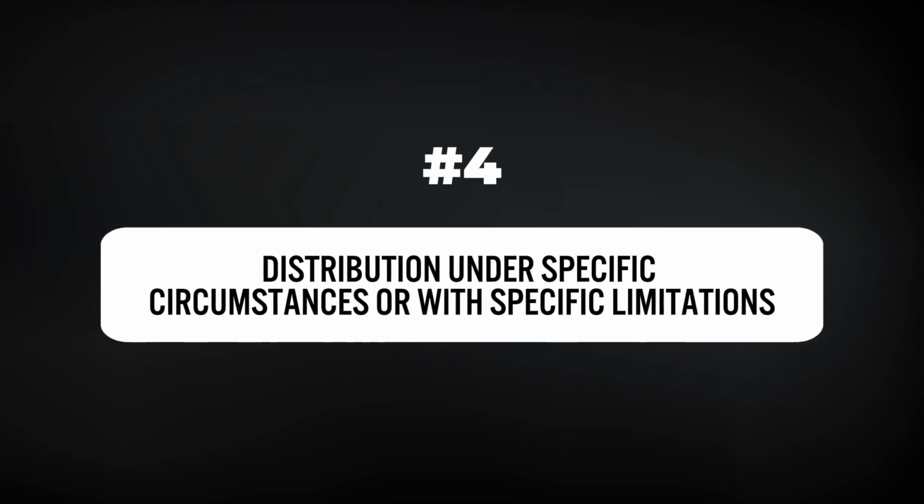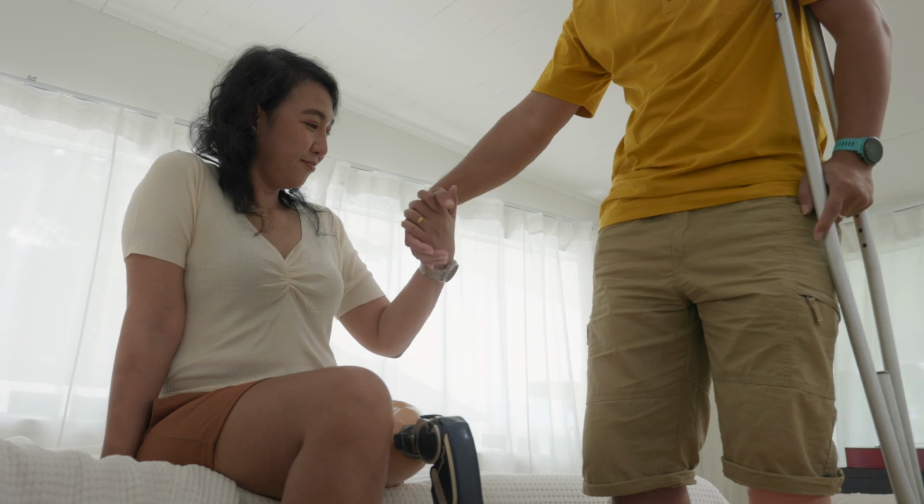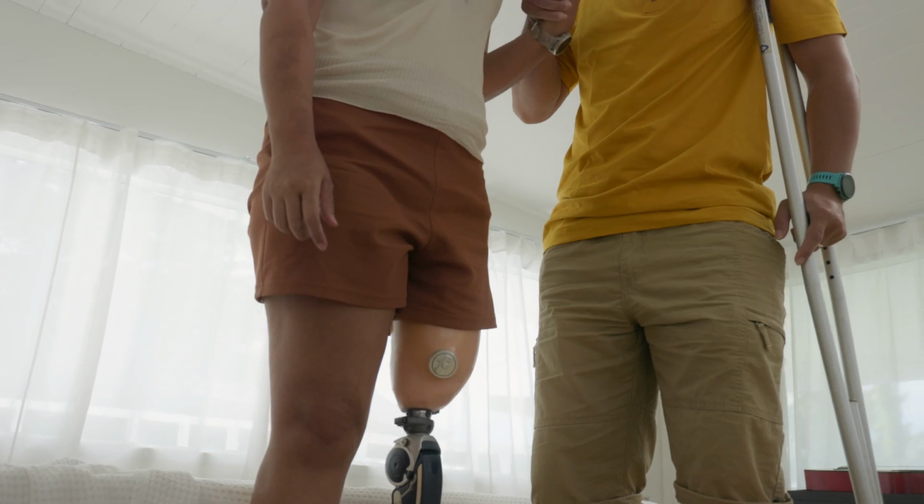Schedule number 4 is going to be distribution under specific circumstances or with specific limitations. The perfect example of this type of distribution schedule is going to be a special needs trust. With a special needs trust, you have a beneficiary that is eligible for some sort of program, typically a government program. Usually it's need-based, and you do not want to give your assets to that person because they will count in the assessment of whether or not they qualify for these programs. So you instead keep it in the trust, and you put special language for their distribution so that the distributions do not affect their eligibility for these programs.